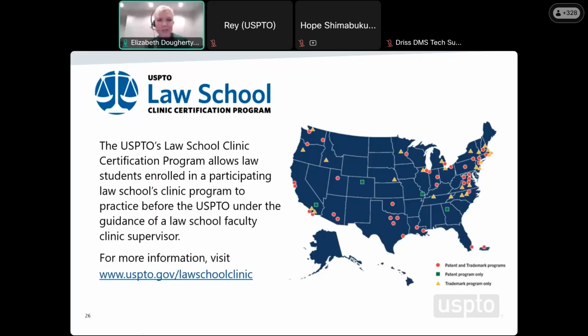These law schools participate either in the area of patents or trademarks, or sometimes both, in providing services to applicants in their region. The qualifications are set forth by the respective law schools, but closely mirror those of the patent pro bono program. I would encourage you to look at the law school clinic that is in your area as a resource. Next slide, please.